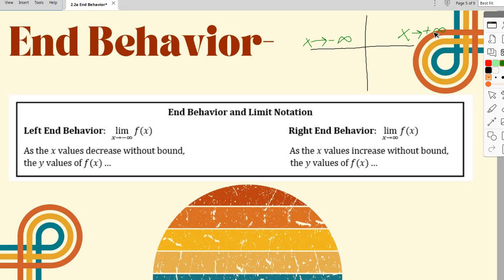A limit is just you're looking at what y values are doing as x approaches this stuff. So what's my f of x, or my y values, doing as x goes towards negative infinity?